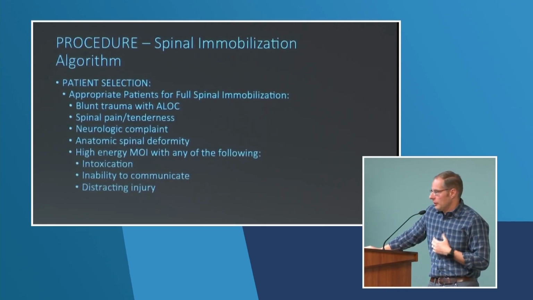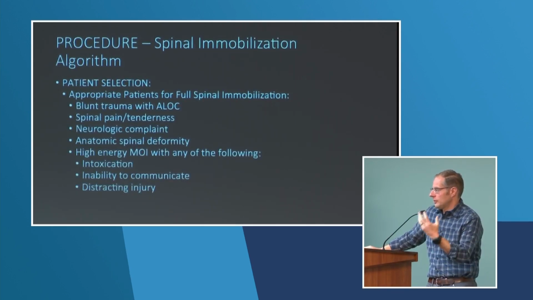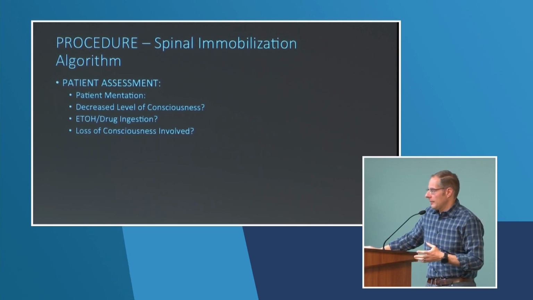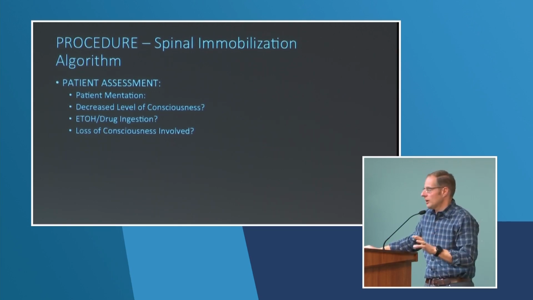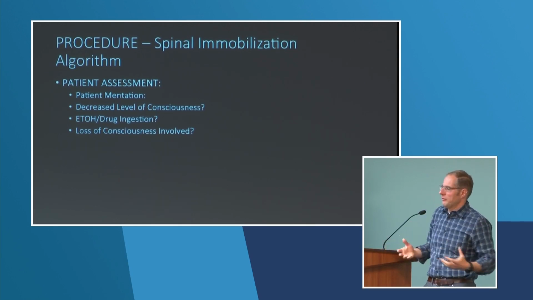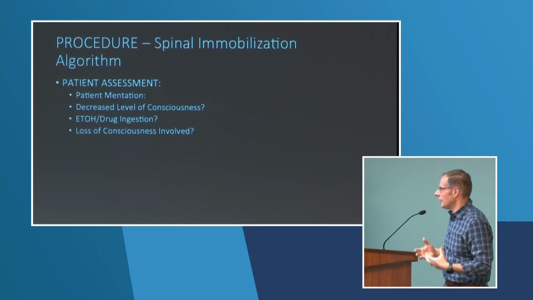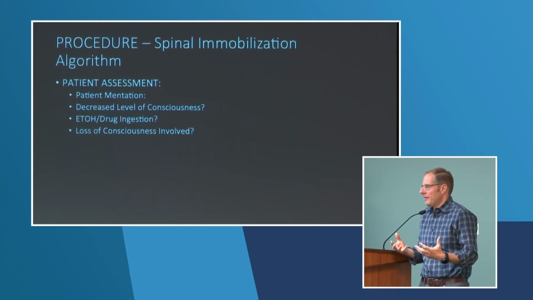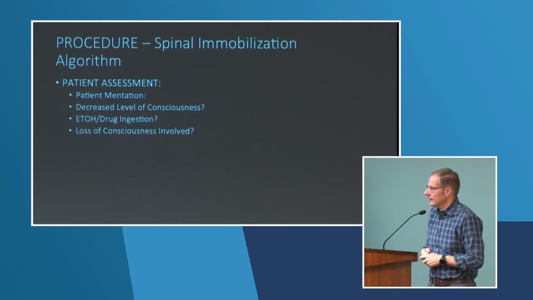So just a review of the procedure. You're selecting the appropriate patients when you're doing full spinal immobilization. Documenting the mentation, level of consciousness, both a reported history of drug ingestion and what you're finding. So I think most of us are pretty familiar with what someone intoxicated with alcohol looks like. What about someone intoxicated with methamphetamine? What does that person look like?